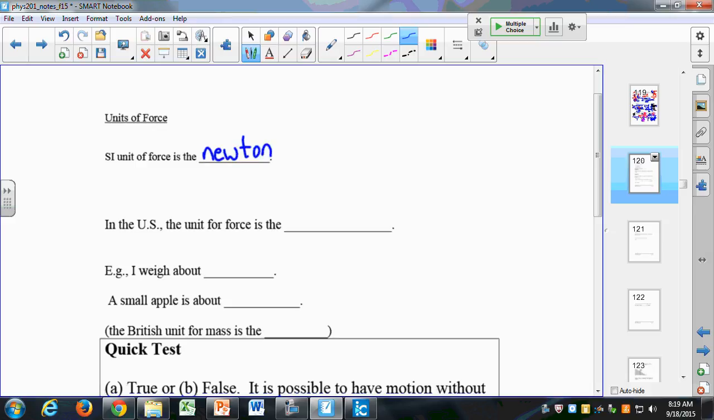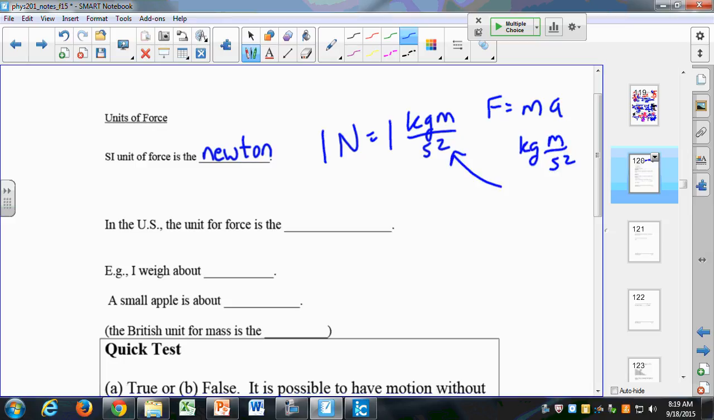I like to sometimes give you problems in the multiple choice, just asking about the basic SI units. 1 Newton is a basic SI unit of 1 kilogram meter per second squared. If you get that question, don't freak out. Just remember the equation where that unit came from. So for example, F is equal to M times A. M is kilograms, A is meters per second squared. So that's where that comes from.